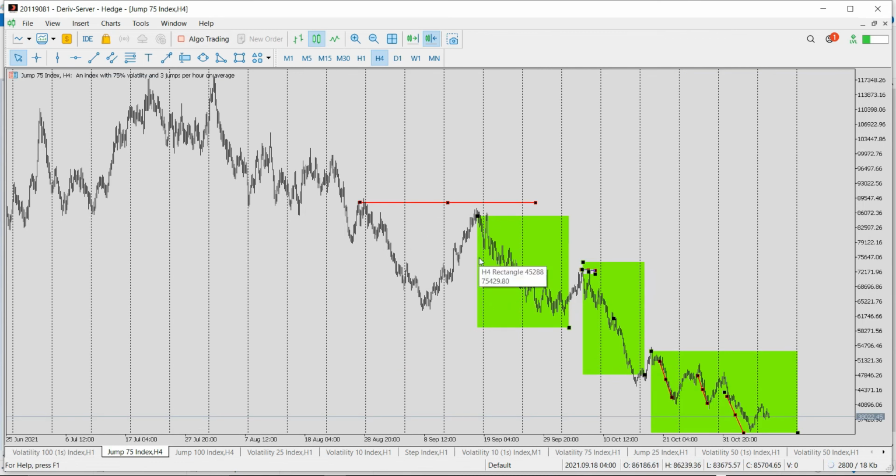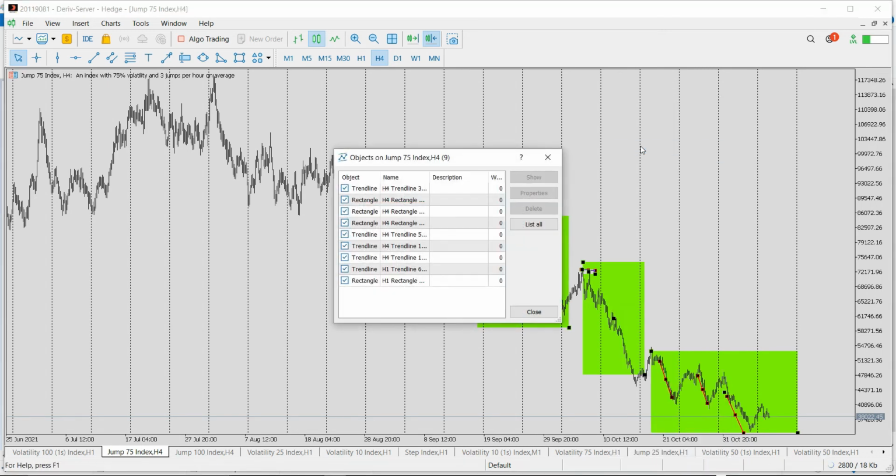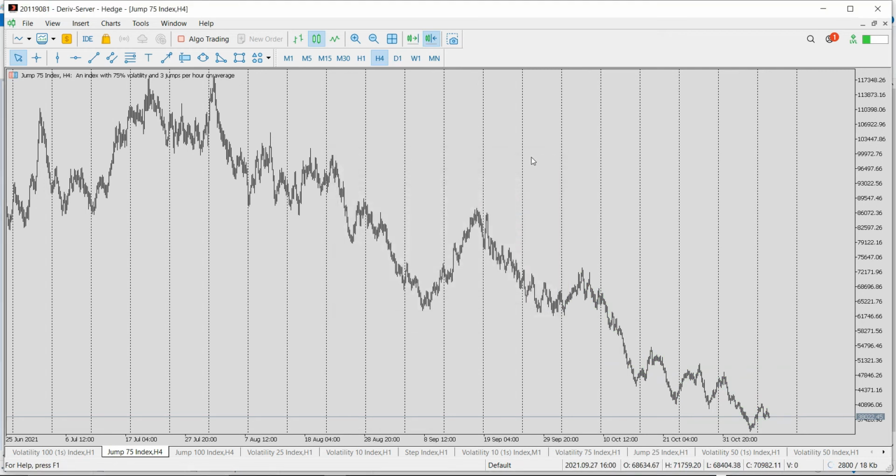This is VIX. Okay, this is Jump 75, guys. This is H4. Let me remove all this again so we could start very clean real quick. So what's the first thing I'm looking for? I'm looking for a peak, double bottom or double top. What am I seeing? I'm seeing a double top here. This is my double top.